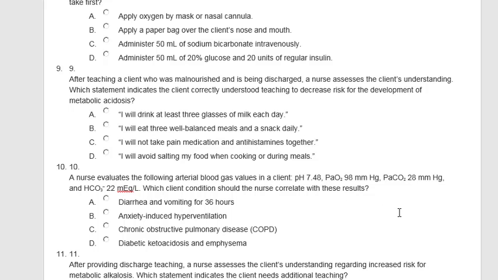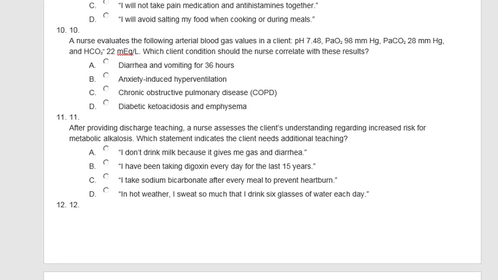What do we say are the patients who are respiratory alkalosis? Anxiety and mechanical vents. So let's look for one of those. Diarrhea and vomiting, that would be a metabolic. Anxiety-induced hyperventilation, ding, ding, ding, there's your answer. COPD, that's also a breathing one, but that is going to be the opposite. You're going to get an acidosis with that because the patient can't get rid of the CO2. And then diabetic ketoacidosis, again, even though the emphysema breathing's in there to throw you off, that would be a metabolic situation with the diabetic ketoacidosis. So no, it would be the hyperventilation.